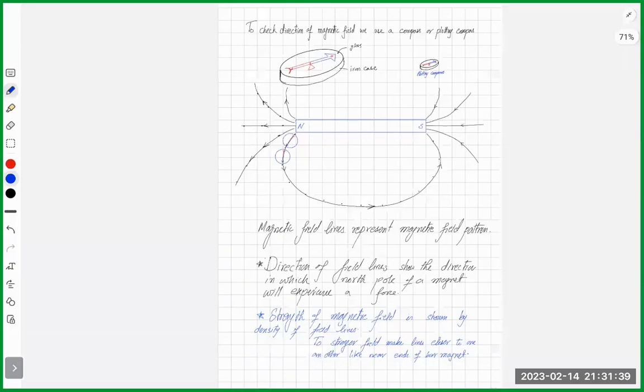Something is seriously not right today with the internet. So direction of field lines, and we're done with this.